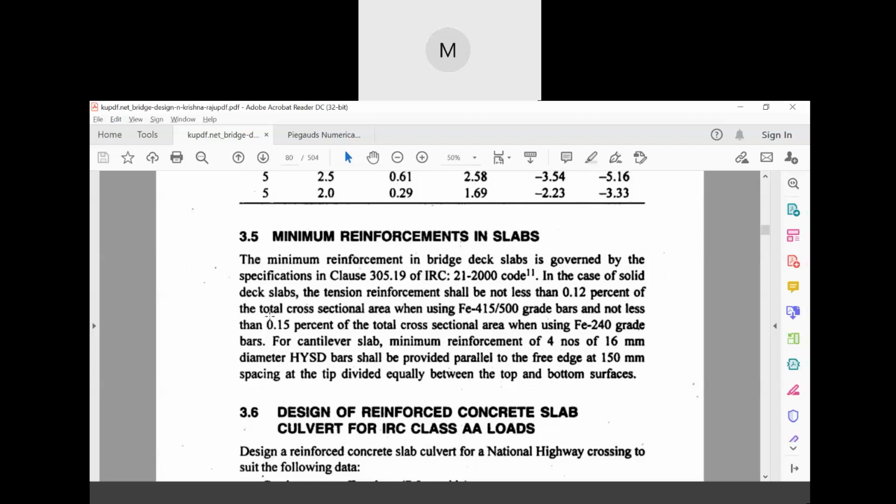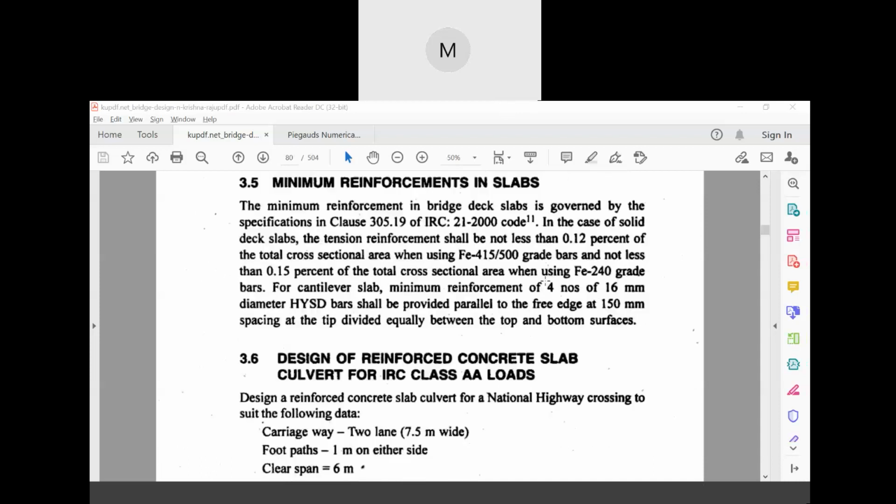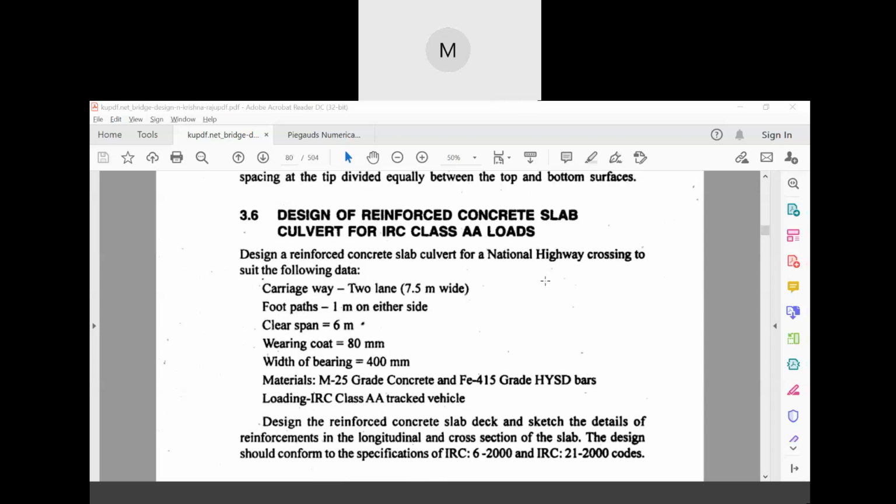Okay? I hope this is clear. We'll discuss this numerically in the next class. You can just write this given part, or you can just write this question. Okay, write this question. We'll discuss the numerical in the next class.